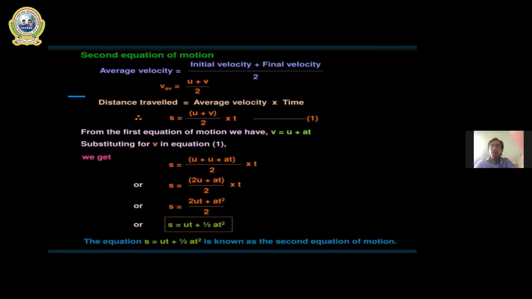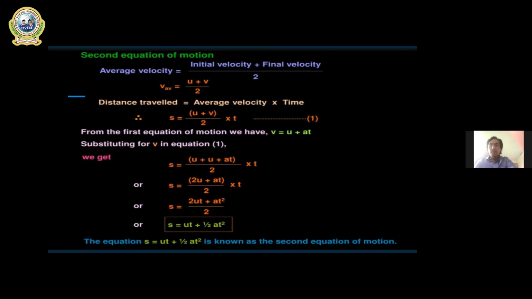So here we started from the mathematical relation of average velocity, (u plus v) whole upon 2. Then we used another expression for average velocity, displacement upon time. That means displacement equals average velocity into time, and we put the value of average velocity as (u plus v) whole upon 2.